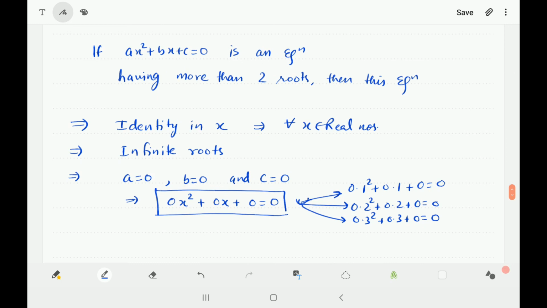So hence we can say that if ax² + bx + c = 0 is an equation having more than 2 roots, then definitely this equation is an identity in x, and this will hold for all real numbers. It must have infinite roots also, and definitely this equation will be in the form of 0x² + 0x + 0 = 0. Now I will give you an example for that.